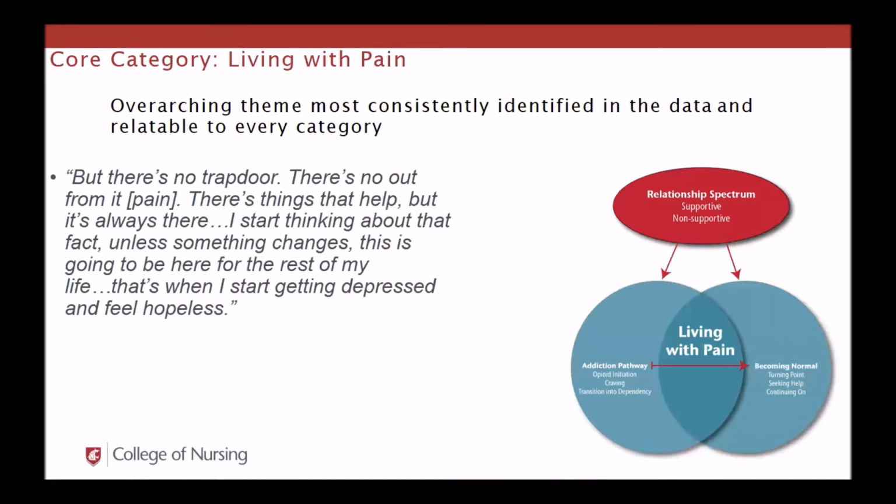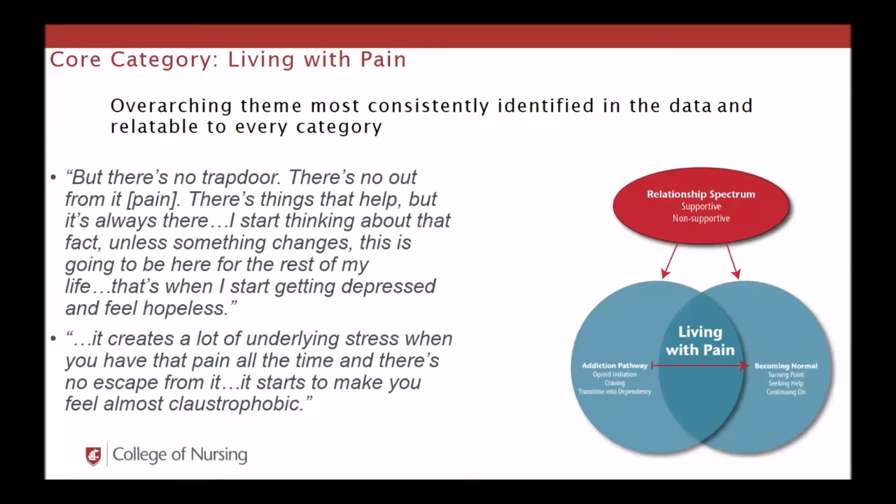So with the pain, here's one quote: "There's no trap door. There's no out from it, the pain. There's things that help, but it's always there. I start thinking about that fact. Unless something changes, this is going to be here for the rest of my life. That's when I start getting depressed and feel hopeless. It creates a lot of underlying stress when you have all that pain all the time. It makes you feel almost claustrophobic."